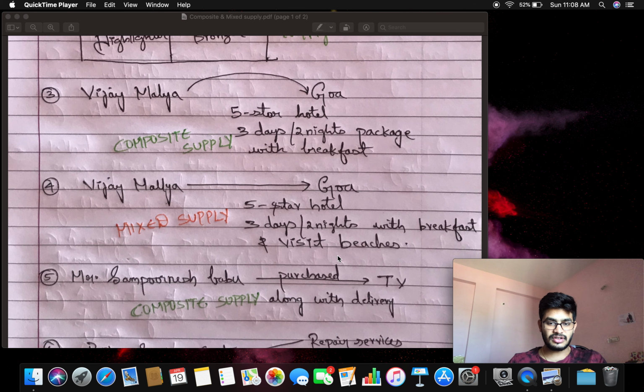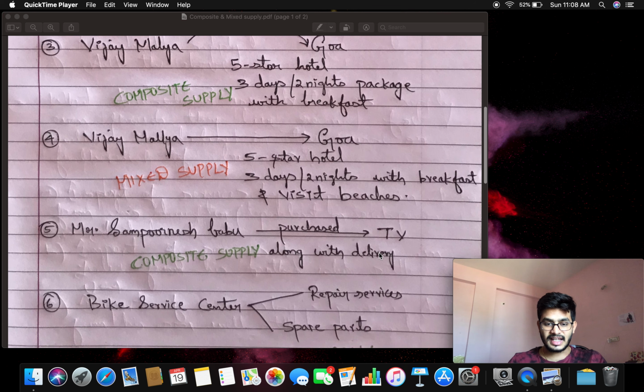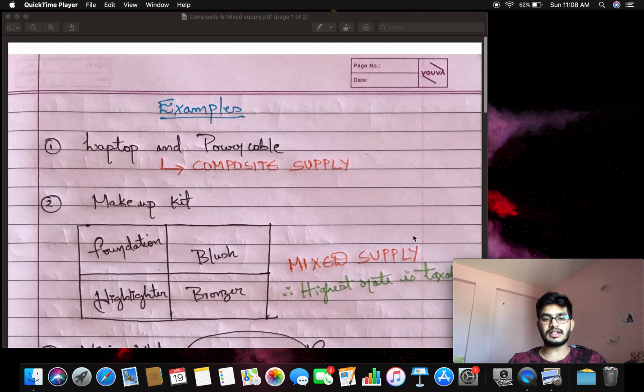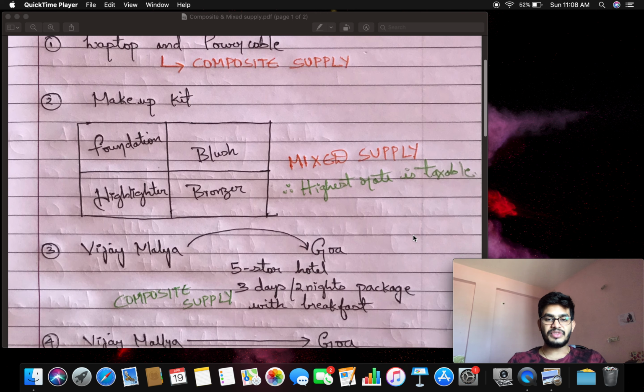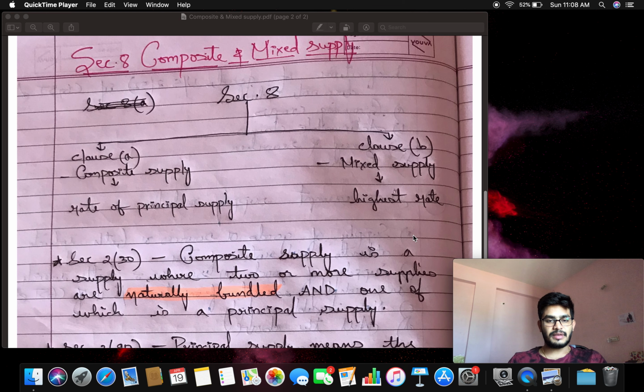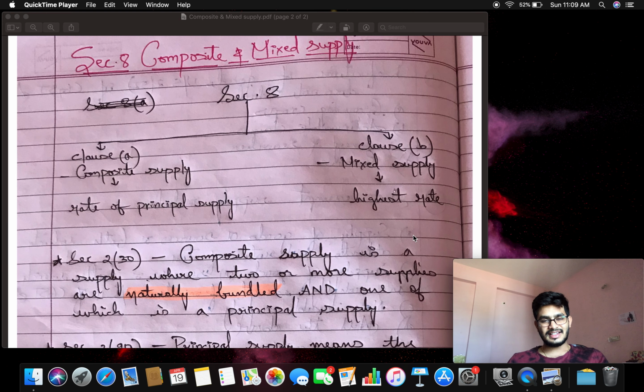See, in the case of mixed supply, is there anything like a principal supply in this? No. Obviously there will be no principal supply. Why? It is a mixed supply. The principal supply will come into the picture only in the case of composite supply. So this is the main difference between composite supply and mixed supply. I think this is a very small topic. This is purely based on logic. We have to identify whether it is a composite or mixed supply.